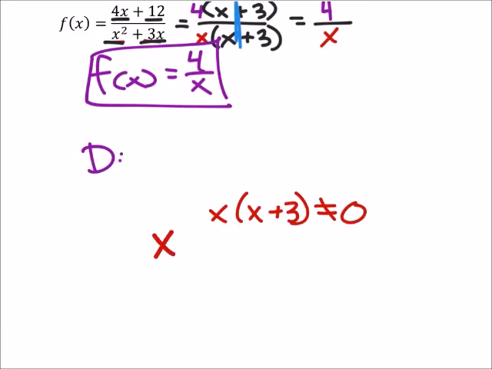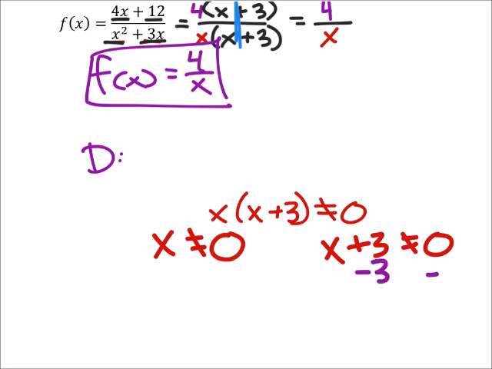First, I'm just going to look at the x. Well, that's pretty easy to solve if I were to write this as an inequality. X cannot equal 0. On the other hand, though, I've got that x plus 3. If it were ever equal to 0, then it would give us an undefined function. So to solve this one, I would subtract 3 from both sides of the inequality, and we see that x does not equal negative 3.